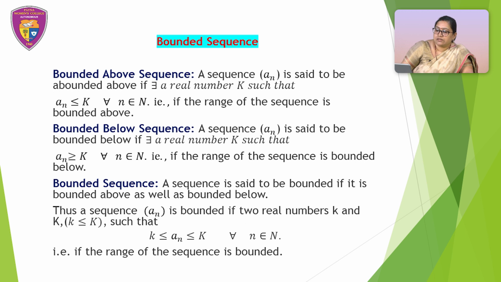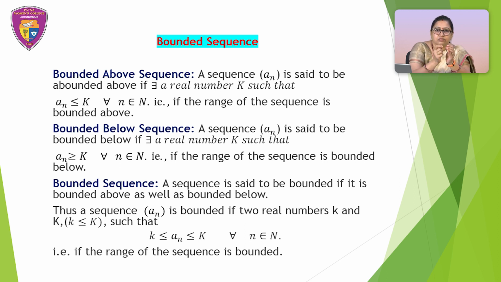Now let us define some more types of sequences, coming on to a bounded sequence. Suppose a sequence is given and we have to define a bounded above sequence, a bounded below sequence, and a bounded sequence. How are we going to define a bounded above sequence? Suppose an array of numbers is given and we find a positive number such that all the terms of the sequence are less than that number.